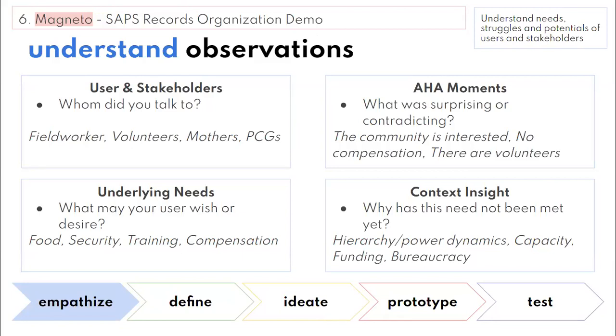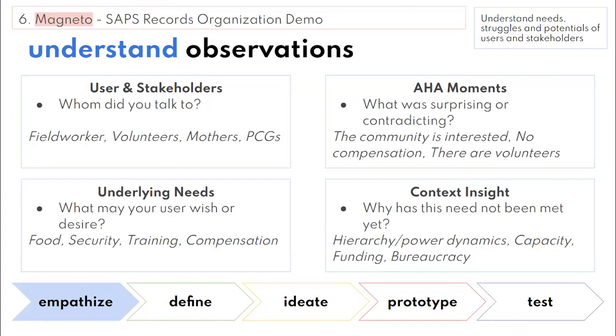In terms of the early childhood development, the needs or desires were food, security, training, and compensation. And then also context or insight. Why has this need not been met yet? So you need to also take a step back and ask yourself, well, am I the only one who's engaging with this project? Has someone done this before me? What have they done? How successful has that been? How can I look at what they've done and potentially improve on that?